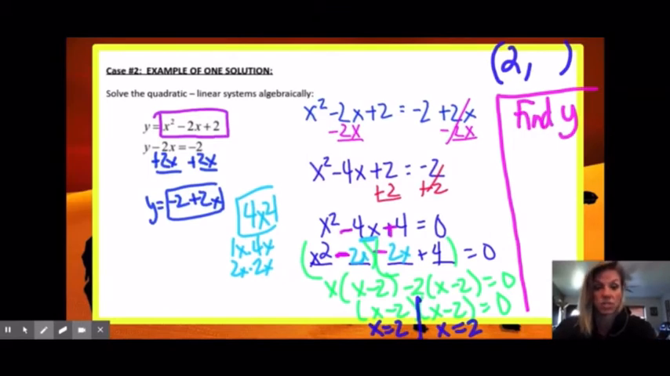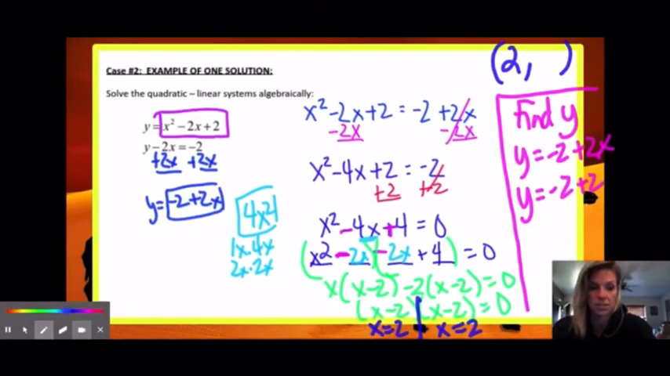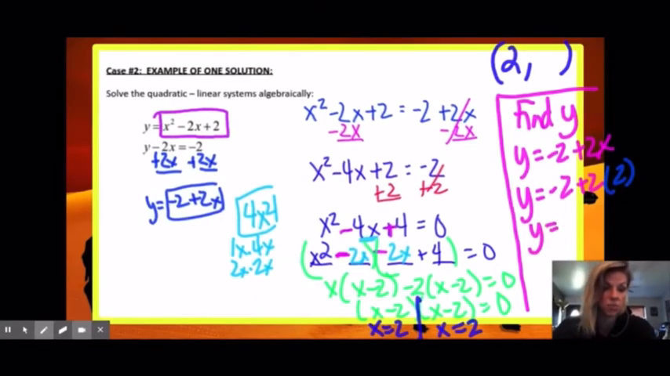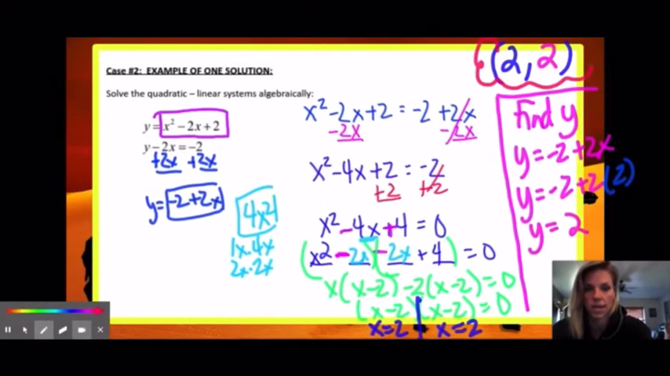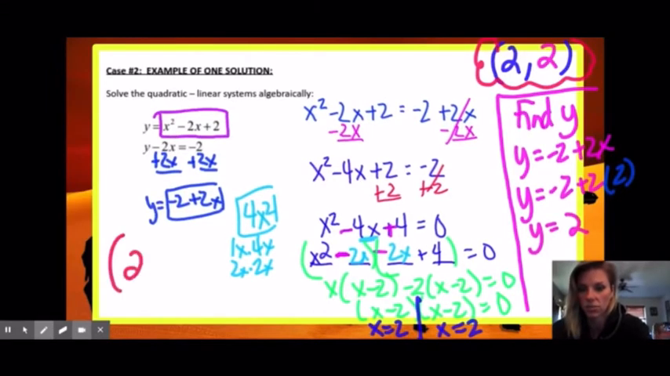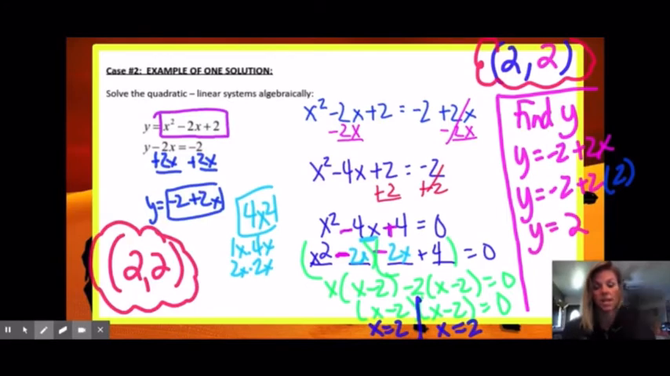Again, you could just take the line, which is y equals negative 2 plus 2x, and substitute in that x is 2. So I get y equals negative 2 plus 2 times 2, since we found x to be 2. Simplify that. We get y equals negative 2 plus 4, and negative 2 plus 4 is 2. So they cross at the point 2, 2. And there's your solution. Again, your solution here has to be the point where they cross, and they happen to cross once at the point 2, 2.